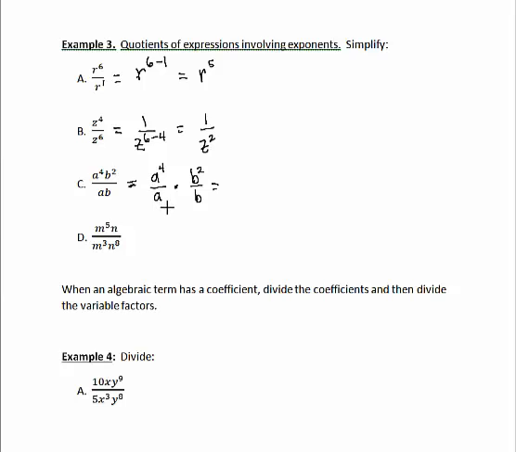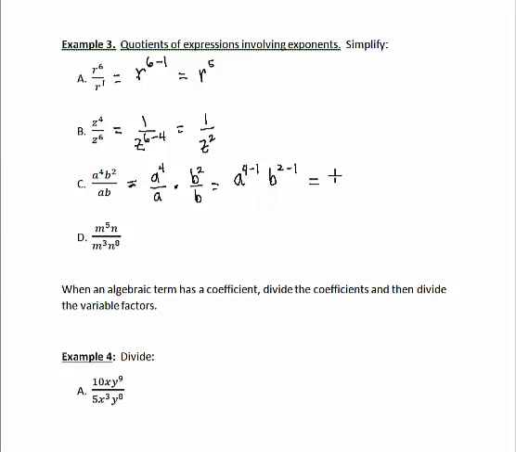Now, in each case, the exponent on the top is larger. 4 for the a is bigger than the 1 on the bottom. 2 for the b is bigger than the 1 on the bottom. So we keep the a to the 4th where it is. Likewise, we keep the b squared, and the smaller exponent for each gets subtracted from the larger one. This prevents us from having a negative exponent.